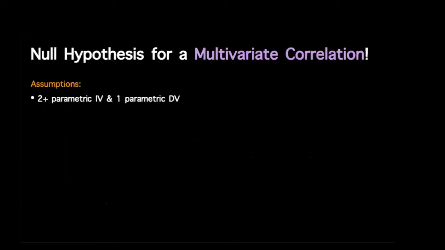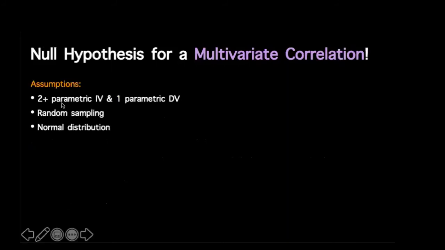So if we're looking at a null hypothesis for a multivariate correlation, by the way, any of the slides that look like this are probably good to either filter out of the lecture notes or to write down somewhere else, because these are helpful, or they will be in the future, okay?